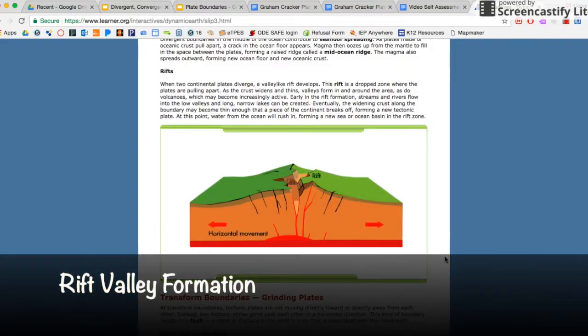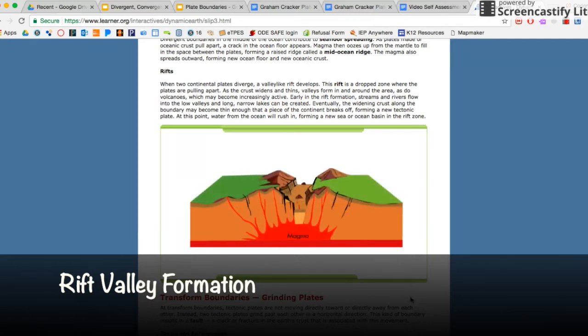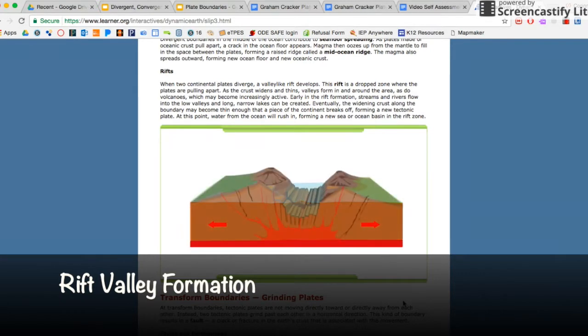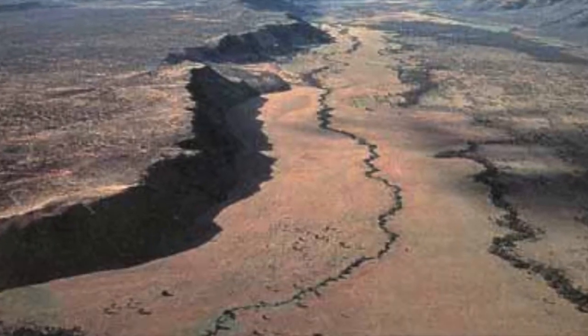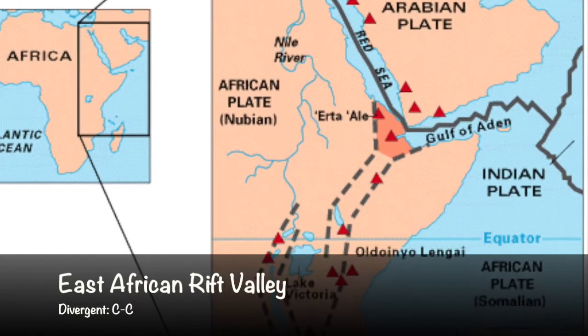When two continental plates diverge, the crust between them buckles and falls, creating a rift valley and earthquakes. And as the plates split further apart, water eventually fills the space. The East African Rift Valley is an example of this.